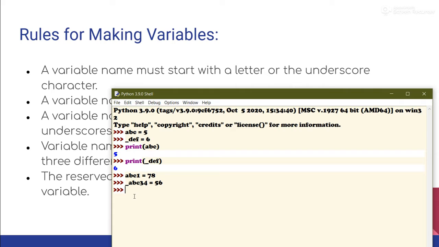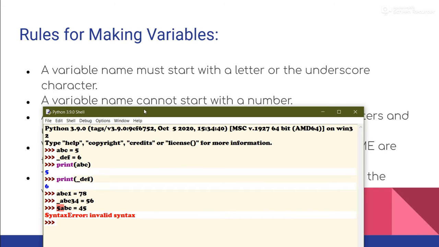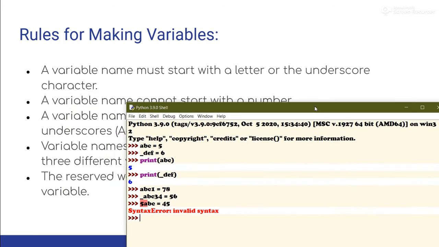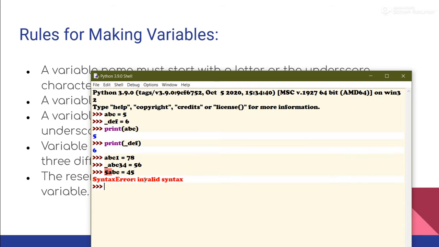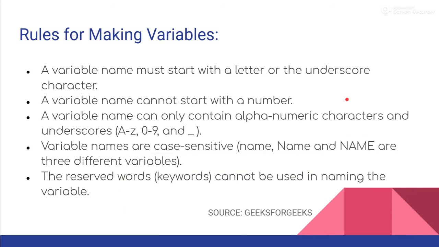So if we try something like this, 5abc is equal to 45. Let's say we want to make a variable called 5abc is equal to 45. Now this will not work. This will not work and give an error because this is against the rule. A variable name cannot start with a number. We can't start a variable name with a number. We can only start a variable name with a letter and an underscore. So now let's move on.